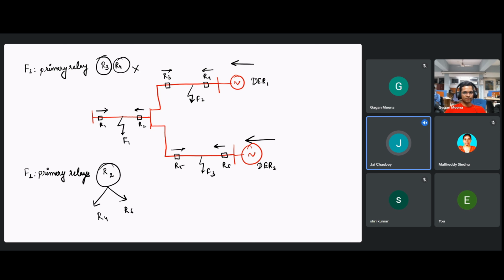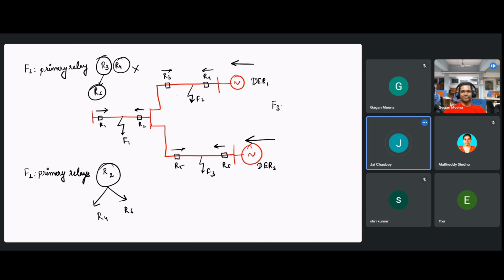R6 also sees. Correct. So for F2 fault we have two currents. One is this, the other one is this. So which relay is seeing this current? R6 and R3. So R6 is the backup for R3, correct? Yes. Now is it clear? Yes, it's clear.